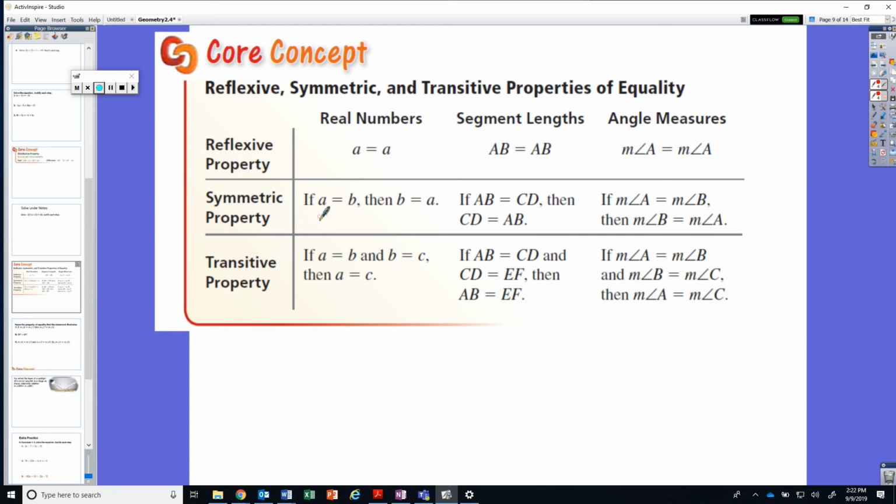As you can see, if A equals B and then B equals A, it's just reading the left and right side of the equal sign in reverse order. We know that it doesn't matter how you read it, from left to right or from right to left, it equals the exact same thing.